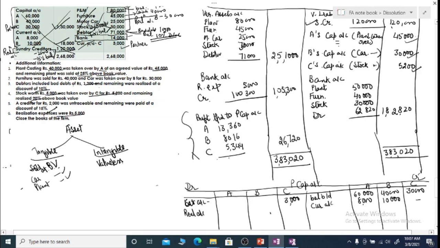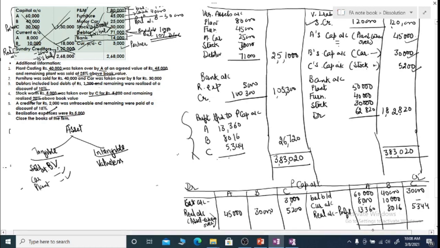Reason is that for a journal entry, for every debit there is a credit, equal and opposite effects. So if some effect has come here on the credit side, it will be posted here on the debit side. So 45,000, 30,000, 50,200. Profit will increase their claim, so it will be recorded here. So from debit to credit side, posting will be done. 13,360, 8,016, 5,344. All right.